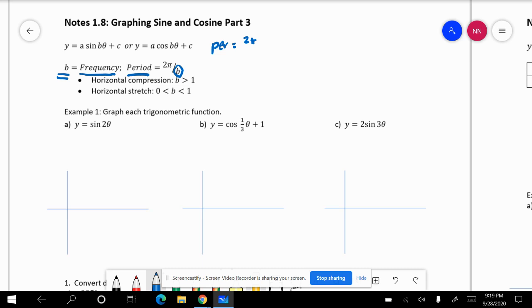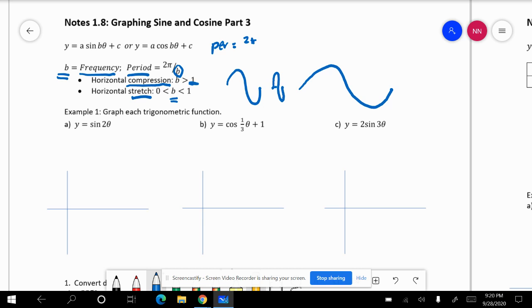Now, if our b value or our frequency is greater than 1, then that means that we have horizontal compression. So if we have our normal sine curve, compression makes it really thin, so it finishes a full cycle sooner. Stretch is when it expands it. So we have our sine curve and it's expanded horizontally. And that's what the b value or the frequency does. So let's look at a couple examples.